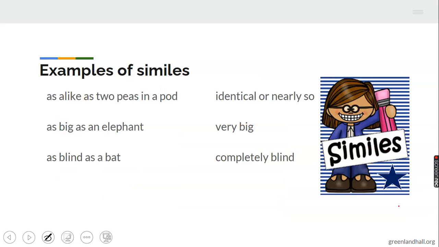Now look at these other examples. I've mentioned this one, two peas in a pod. It means they are what? Identical or nearly so. As big as an elephant means the thing is very big. Oh, the house is as big as an elephant. It means the house is very big. As blind as a bat, completely blind.